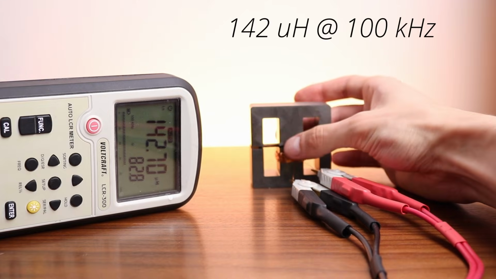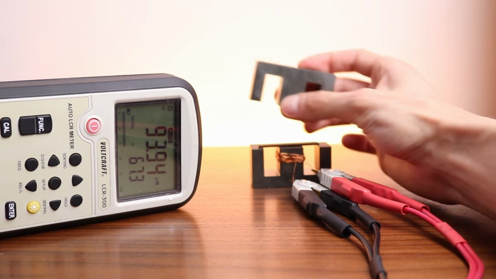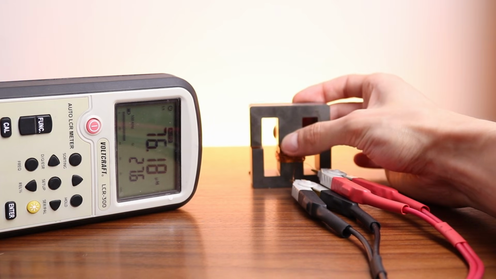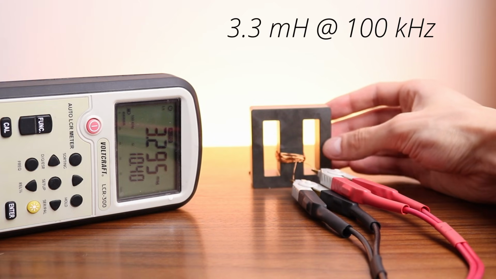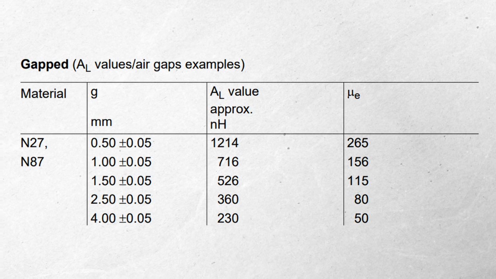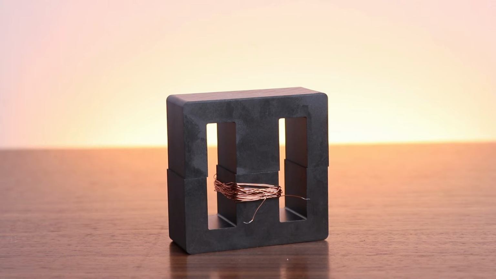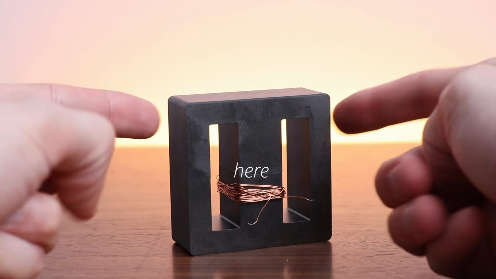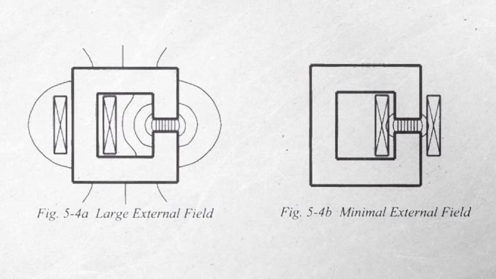The easiest way is usually to add an air gap. An air gap actually reduces the core effective permeability significantly, but in return it allows much higher current to flow without saturation. Some cores are sold with pre-manufactured air gaps. In that case, the effective permeability is listed right in the datasheet and can be used in the same formula I showed earlier. For E cores, the air gap is usually made in the center leg, because the copper windings are wrapped around the gap and the external magnetic field is minimal, meaning that EMI stays low.